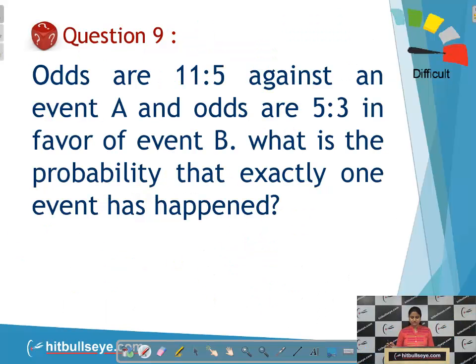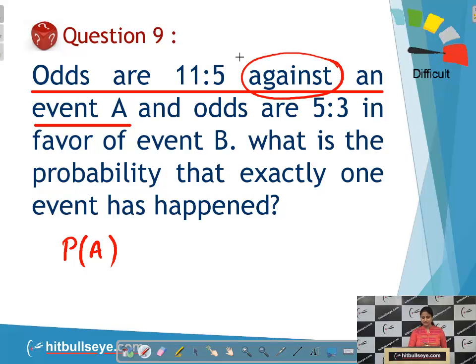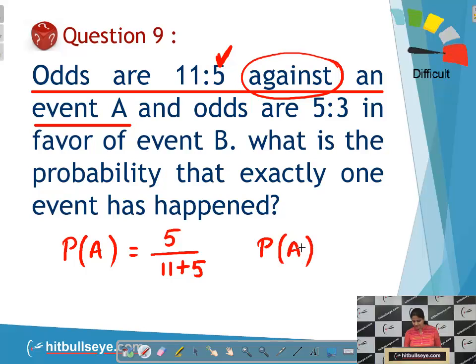Odds are 11:5 against an event A. What do you mean by this line first of all? Odds are 11:5 against an event A. It means the probability of happening of A, and against is the keyword here, will be 5 divided by 11 plus 5. So what is the probability of not happening of A? It will be the remaining, 11 divided by 11 plus 5. That is the meaning of this line.